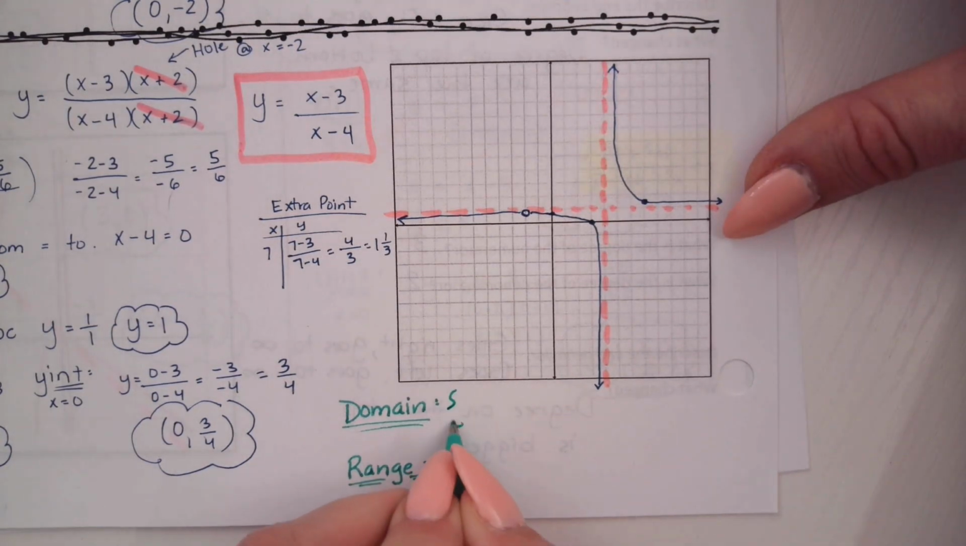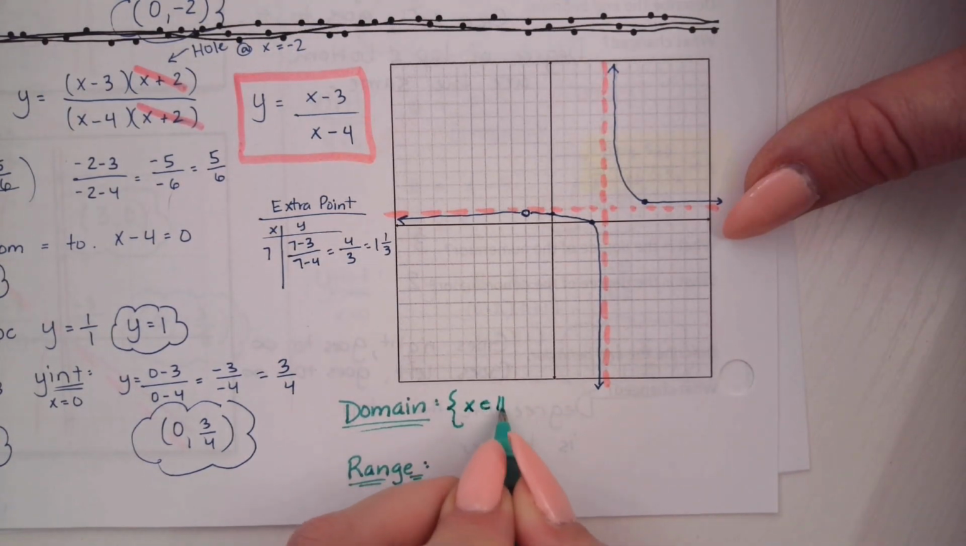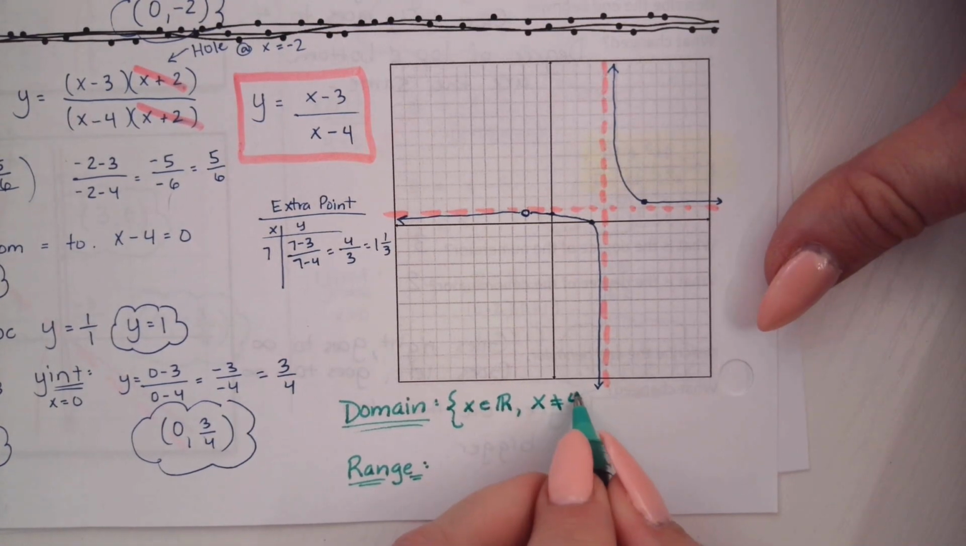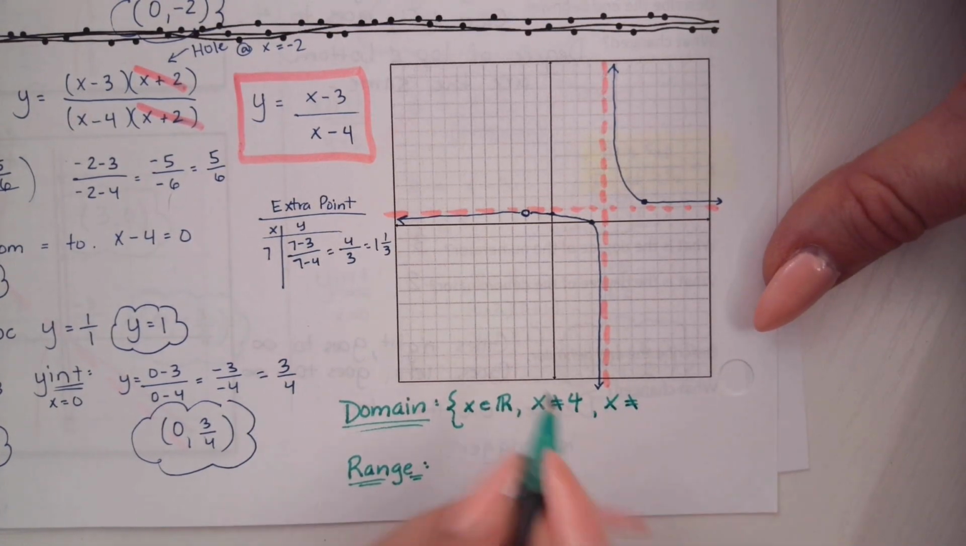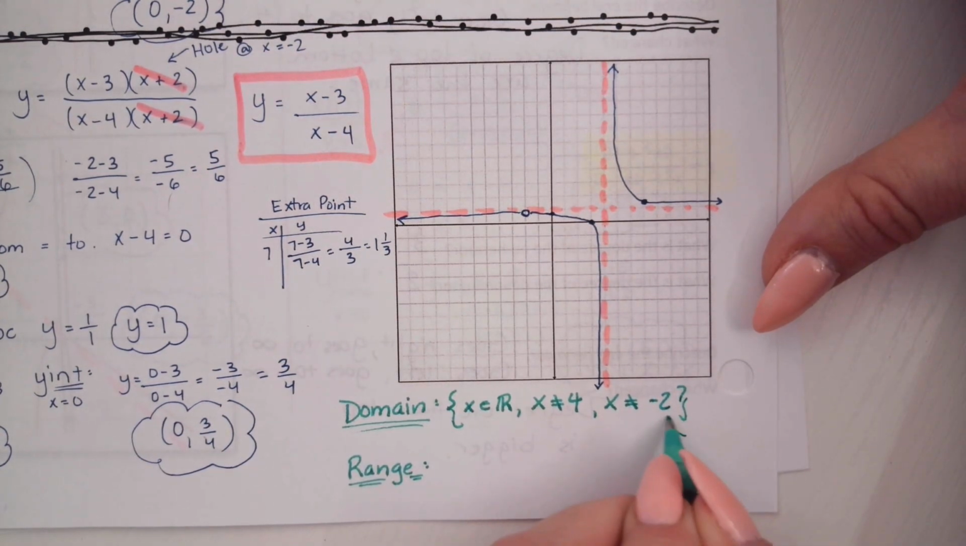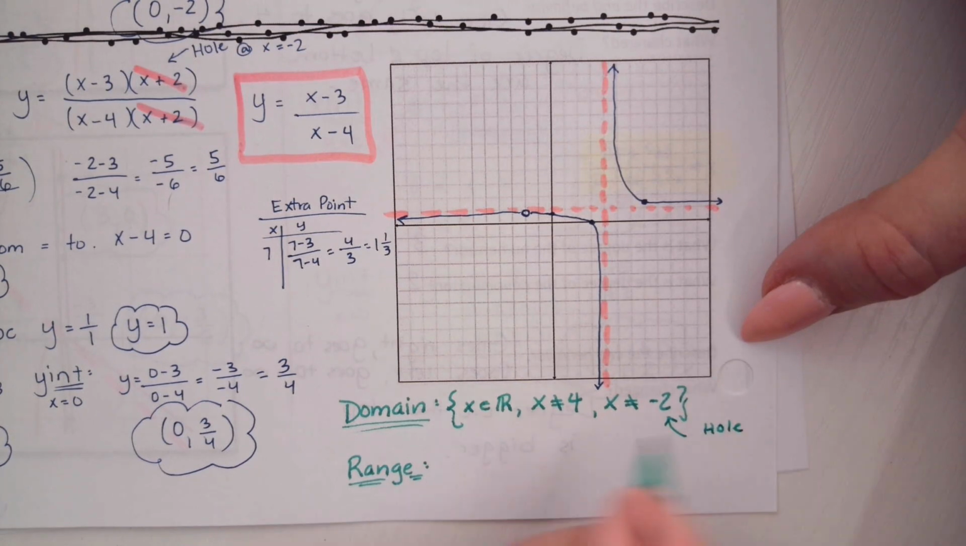So we're going to say x is a real number, but we want to say it's not 4, and it's also not -2, because that's the hole. This one was the vertical asymptote.